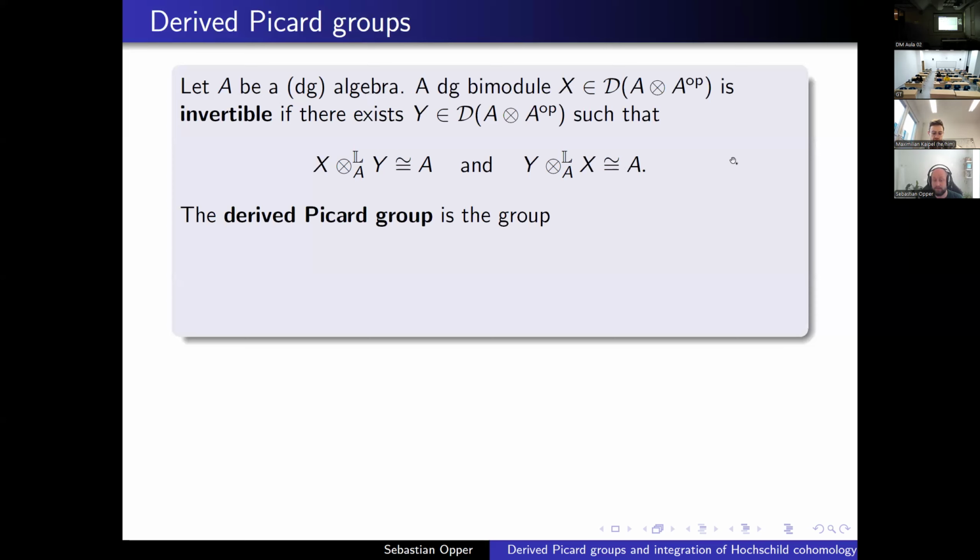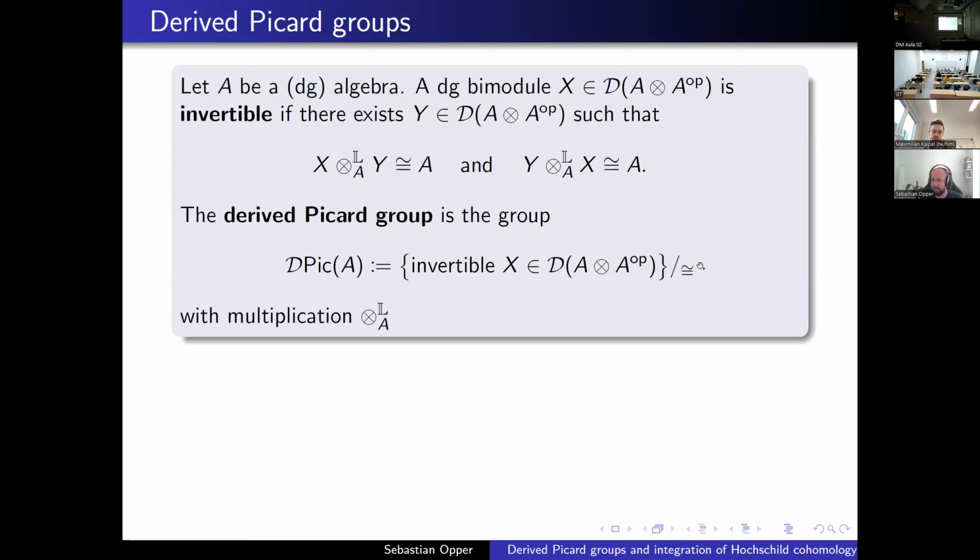And the derived Picard group is the group which consists of all these invertible DG bimodules, modulo isomorphism, and then it has a multiplication given, as you might have guessed, by the derived tensor product over A, and then the neutral element as well, the diagonal bimodule A. Okay, so that's a group.